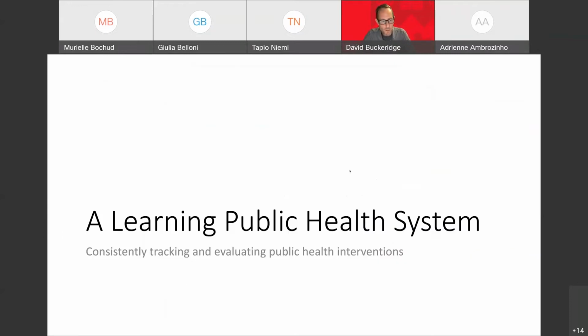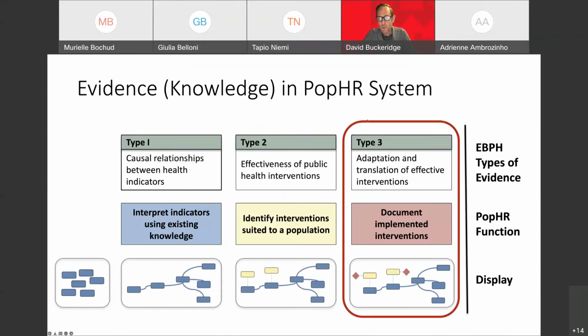The other area we're quite interested in is really that third type of evidence, which is how interventions are implemented. And here we're thinking about moving towards another concept you may have heard of called a learning public health system. So how can we continue to learn about what implementations are being used and how effective they were in a real world kind of way? And one way we think we can do that is by actually having people record what interventions they implement in specific settings, and ideally characteristics of that implementation process.